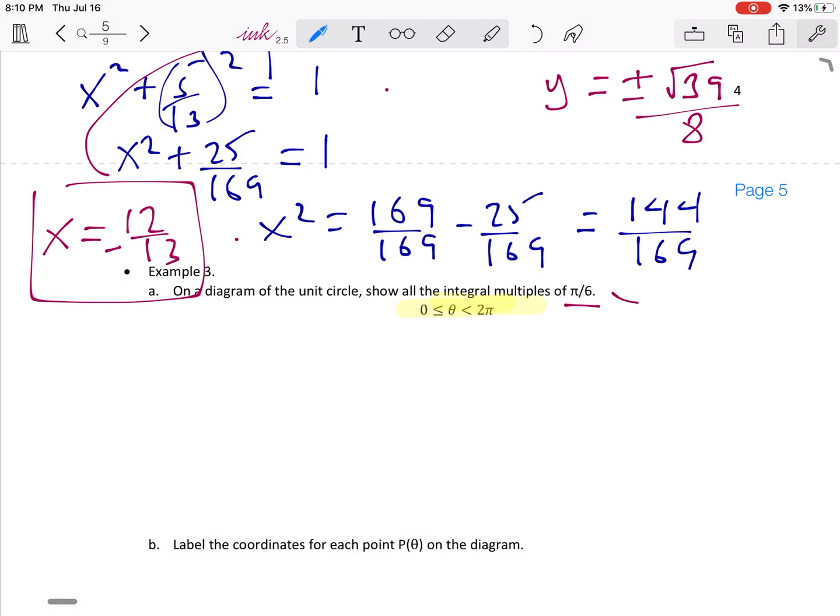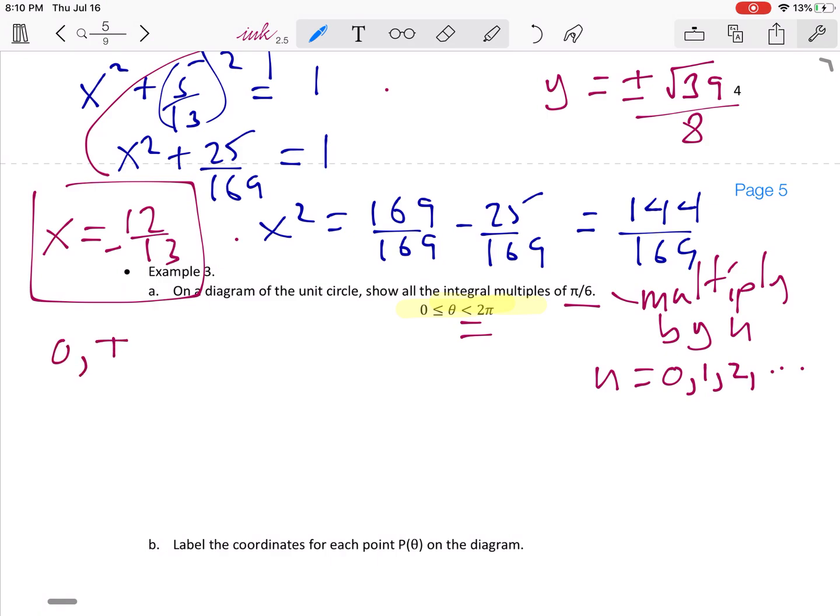Okay, and so when you do that, you're just going to take pi over 6 and multiply by n, where n is going to equal 0, 1, 2, and so on. Okay, until you get to 2 pi. Notice how it says less than 2 pi, not less than or equal, so that means we don't want to include 2 pi.